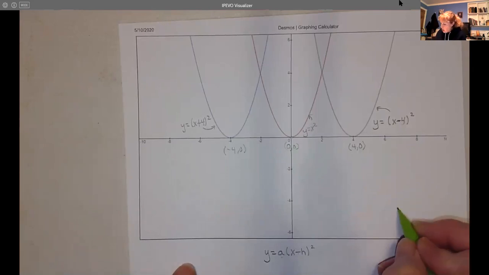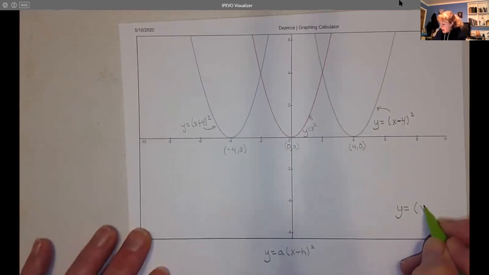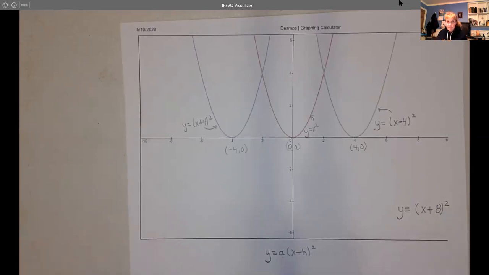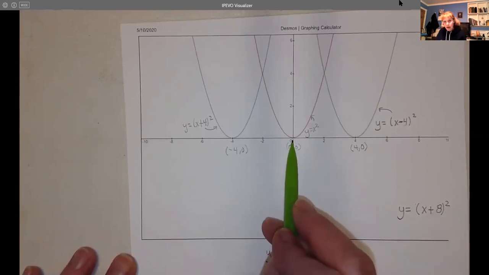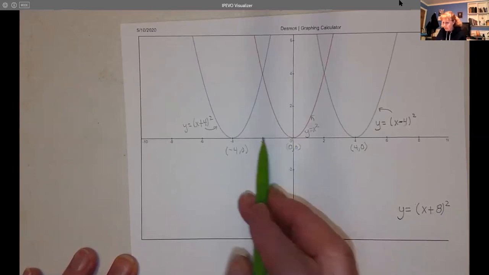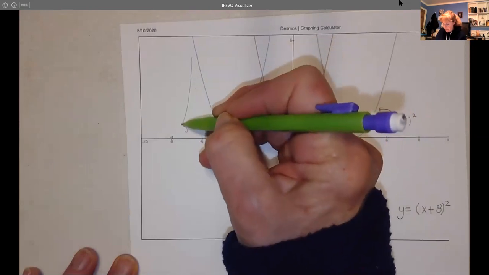Let's look at one more H here. Let's say that y equals, I'm not going to put an A, I'm not going to make it wider, narrower, or flip it. What happens if I have (x + 8) squared? Where would this be? Since it's positive, we do the opposite. We're going to go to the left 8. We're going to shift it from our parent graph to the left 8 and draw our graph.